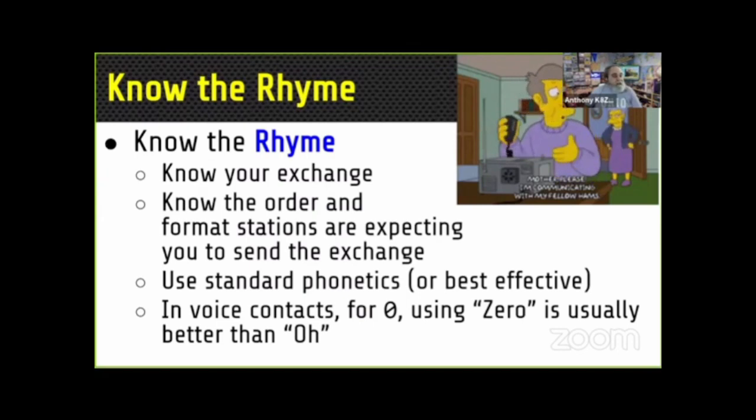The difference was the other station was using non-standard phonetics. The person in French Guiana was not an English speaker, and he was having difficulty getting the other station's call sign. So don't make it harder on yourself by using cute or non-standard phonetics. In voice contacts, say the word zero, don't use O or ah.